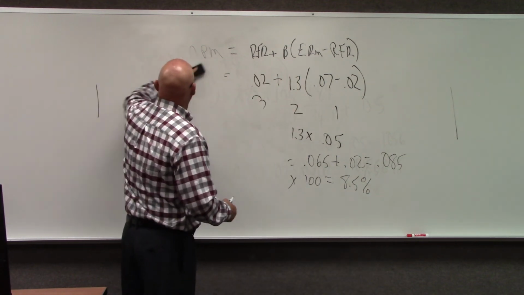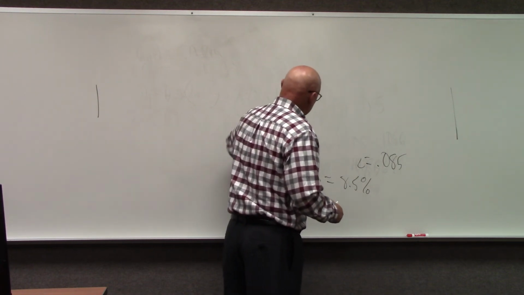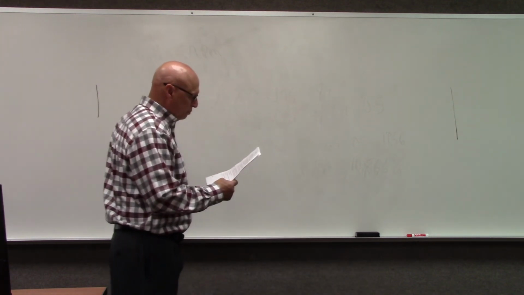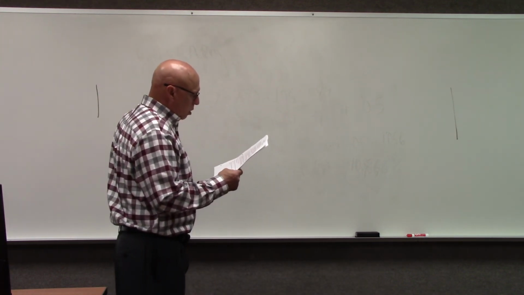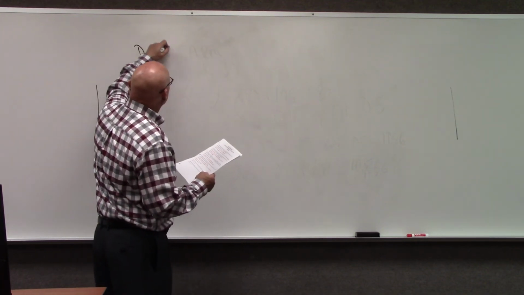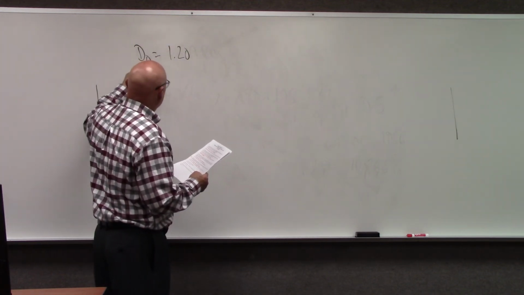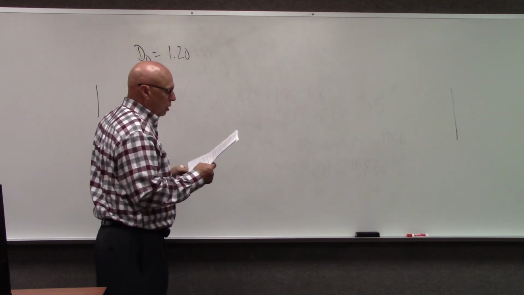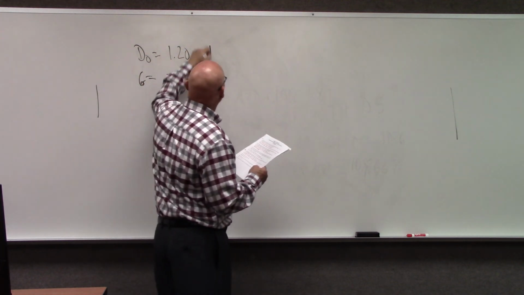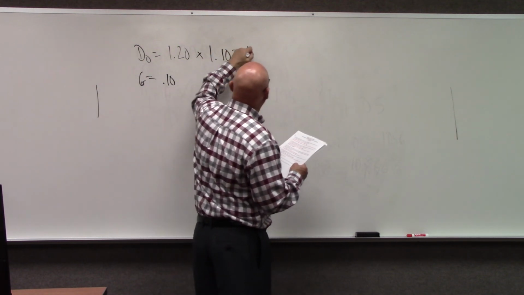All right, let's work one more. Number 4. A company just paid a dividend of $1.20. D0 equals 1.2. This is going to be a Gordon problem. G equals 10%. So $1.20 times 1.1 equals 1.32.